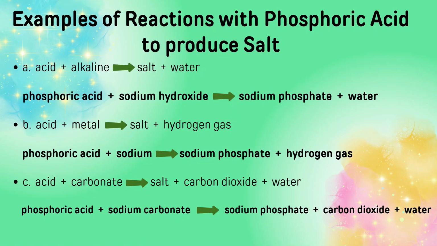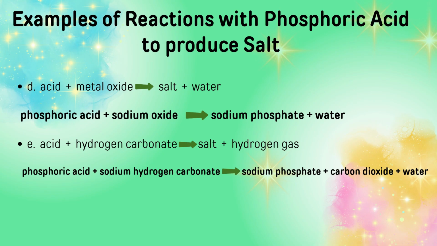And finally we have phosphoric acid replacing nitric acid, and we get sodium hydroxide plus phosphoric acid to give sodium phosphate plus water, phosphoric acid plus sodium to give sodium phosphate plus hydrogen gas, phosphoric acid plus sodium carbonate to give sodium phosphate plus carbon dioxide plus water.